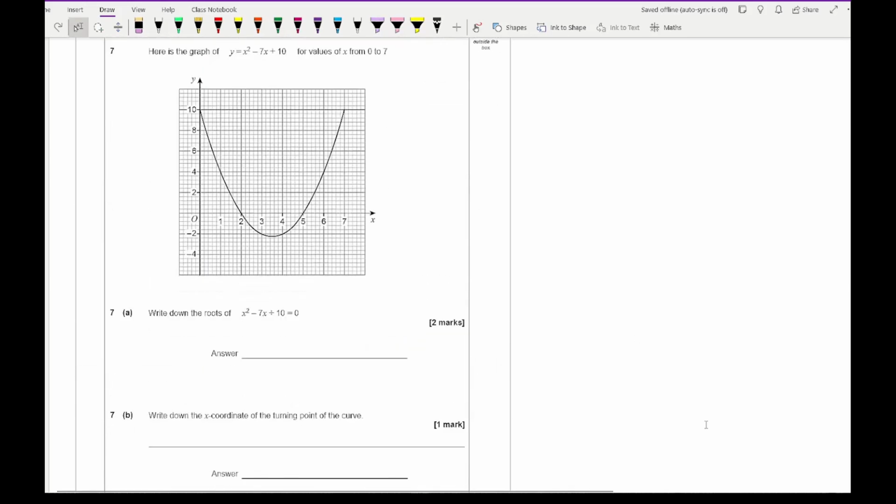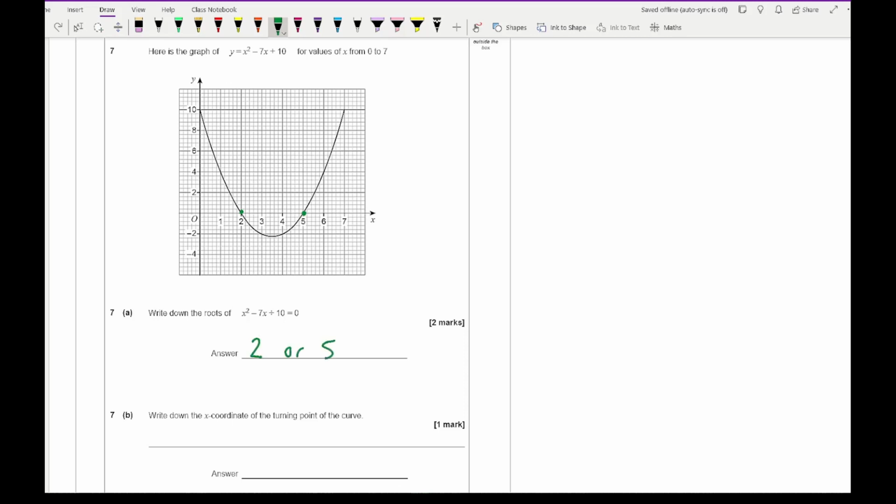Moving on to question 7, it says, here is a graph of y equals x squared minus 7x plus 10 for the values of x equal to 0 to 7. And it says, write down the roots of x squared minus 7x plus 10 equals 0. Now the roots are basically where it crosses the x-axis. As you can see, the answers to this are going to be 2 and 5.